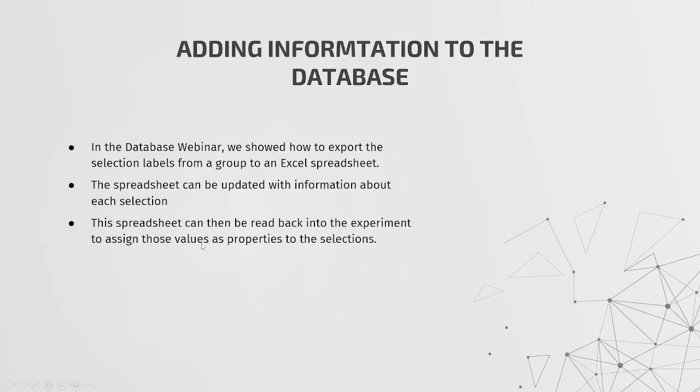And then after you've done that, you can then import that completed spreadsheet back into the experiment, and it'll assign those columns as properties to the selections. That's normally done all within the session before you import it into the database. But we can also add information to the database directly using the Python API.